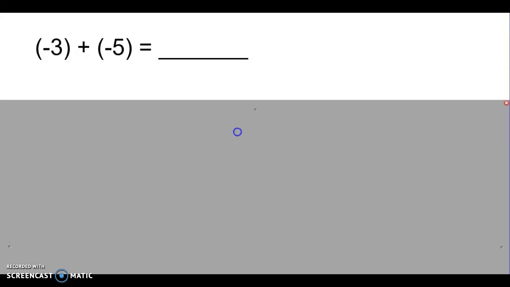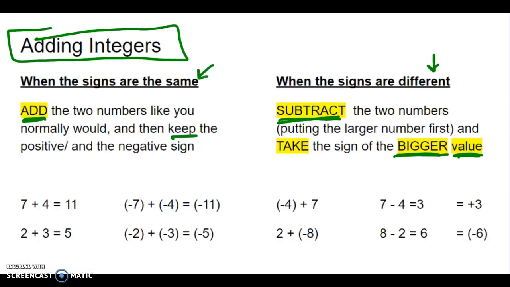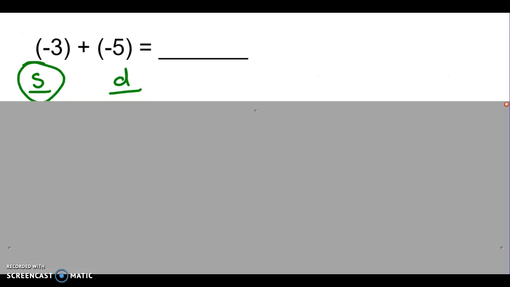This first question is -3 plus -5. My first question would be, are the signs the same or are the signs different? Well, they're both negative numbers, so these have the same sign. So if I go back to my slides, I'm looking at this example. My signs are the same, so what do I do? It says to add the two numbers like you normally would and then keep the positive or negative sign. Since these two are both negative, I'm going to keep a negative sign for my answer. I'm going to start there, and then I'm just going to add the two numbers. 3 plus 5, like I normally would, gets me 8. So my answer will be -8.